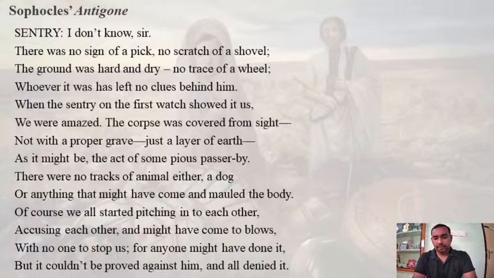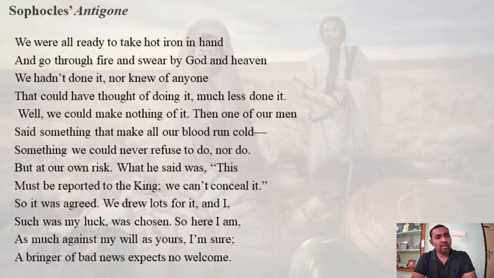We were already ready to take hot iron in hand and go through fire and swear by God and heaven we hadn't done it. No one knew of anyone that could have thought of doing it. So they were ready to take hot iron in hand. Probably that is how they communicated their innocence. They proclaimed their innocence by taking hot iron in hand. And they were also ready to go through the fire and swear by God and heaven that they hadn't done it.